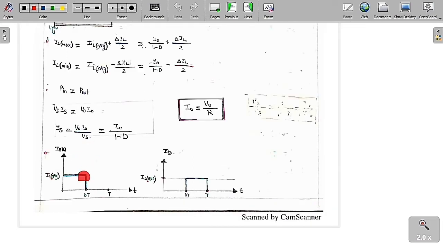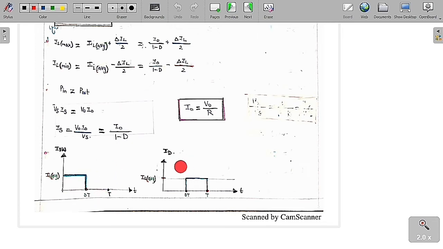So now we are going to find what is the current in the switch. See, switch current: the average value of the inductor current is going to flow. Whenever the switch is on, whatever the inductor current is, it blindly flows to the switch. So therefore IL average is going to flow only for 0 to T on, or dT. After the switch is open, the current in the switch is equal to 0. So this is the current we are going to get.